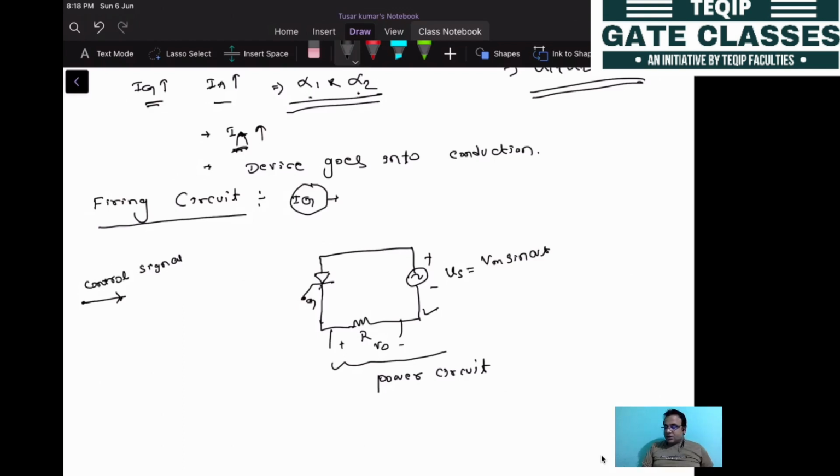That control signal will be given to a pulse generator. What is the purpose of this pulse generator? The pulse generator will give a pulse signal like this. As the amplitude of this pulse signal will be low, you need one pulse amplifier.